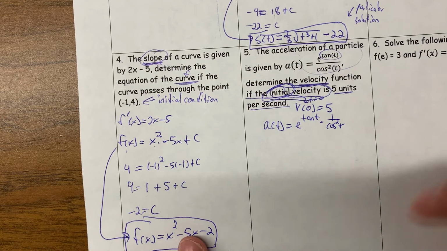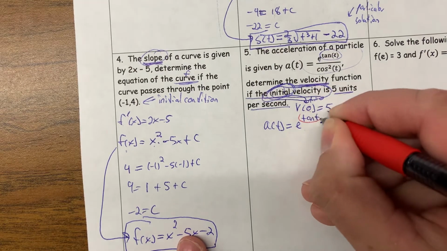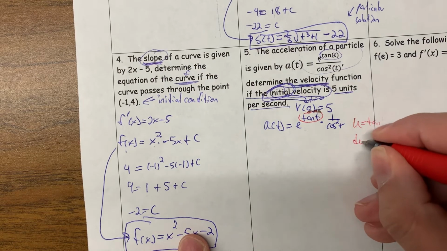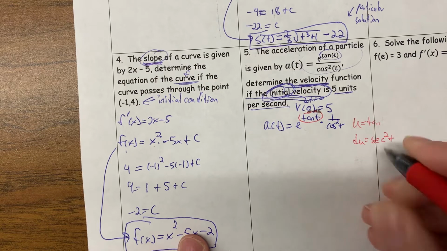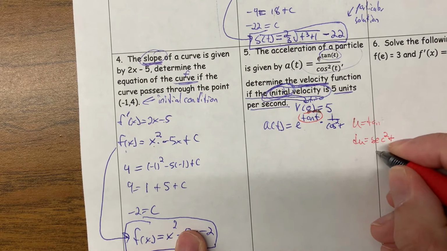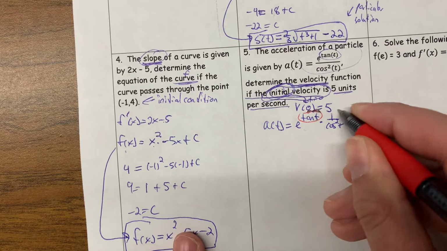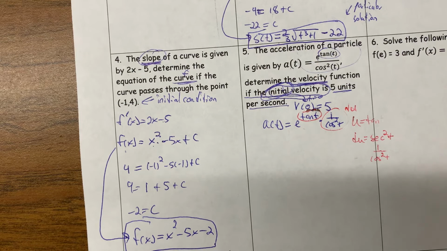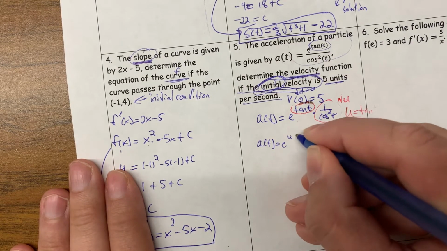I hope we can see that if we say that u equals tangent of t, because it's the inside function inside of e to the something, then du would be, the derivative of tangent is secant squared of t. Now, is this secant squared? Yes. Secant squared is 1 over cosine squared of t. So this is du. Oh man, this pen is crappy. Okay, so we actually just have a of t equals e to the u du.